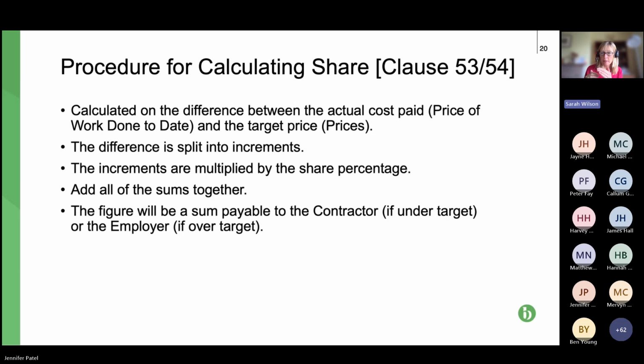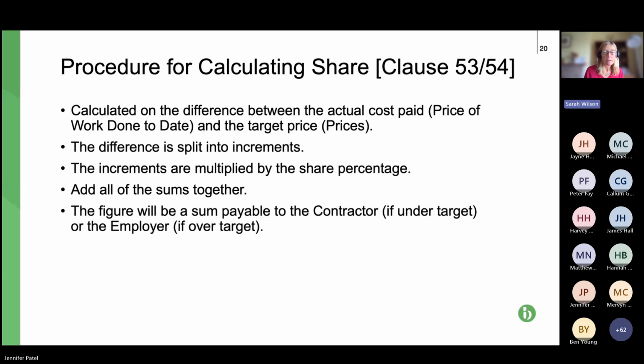The project manager then needs to work out whether it's in a pain or a gain situation. So is the sum paid more or less than the target? If it's more, then we're in a pain situation. If it's less, we're in a gain situation. And then, whether it's pain or gain, the project manager has to split that pain or gain into increments based on the contract data part 1 and how the percentages are split, to work out how the pain gain works and what the sum payable is.